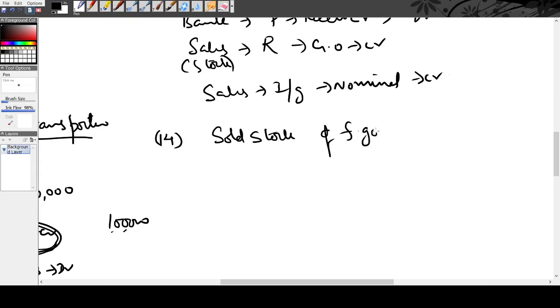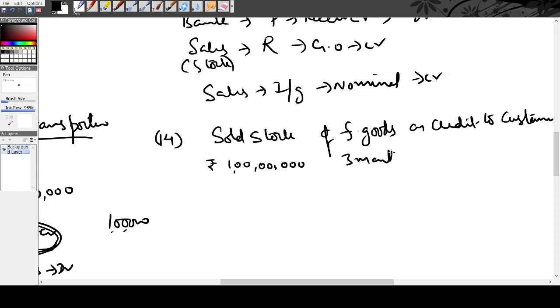Sold stock of finished goods, that is our mobile phones, on credit to customers. So we have some distributors, we have sold it on credit to them, rupees 1 crore, and we have given them 3 months time to make the payment to us. That means they can sell these phones in the market and they can settle our payment in 3 months time. We have sold the goods, but we have not yet received the money. We will receive the money in the future.